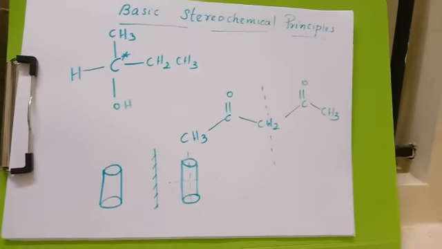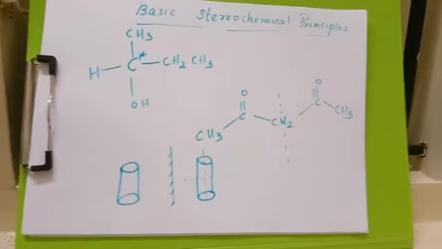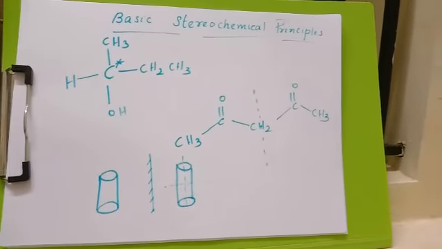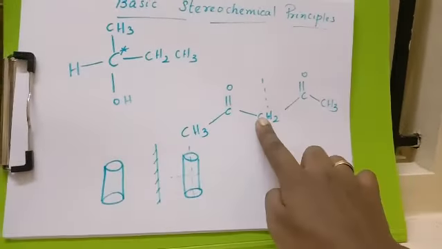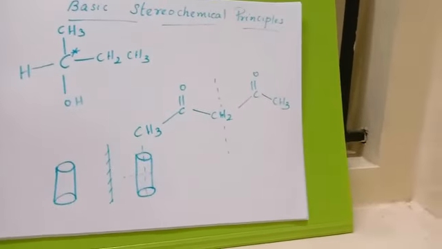And achiral molecules that contain stereocenters are called meso. And this molecule is an example of an achiral molecule.